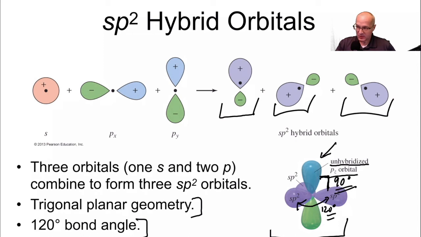The p orbital is still there. It just didn't get hybridized. It's still there, however. The other 2 p orbitals are part of the hybridized orbitals, and there are 3 sp2 orbitals. So now, bonding of ethylene. Now, ethylene is a multiple bond. It has a double bond between 2 carbons.